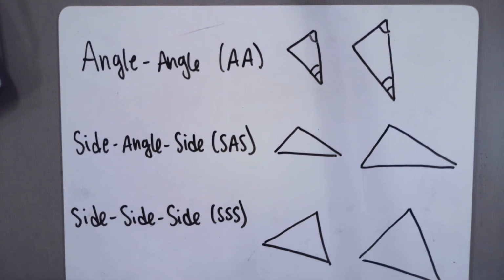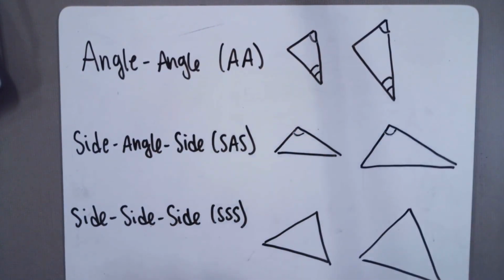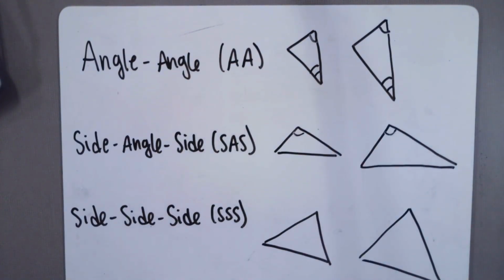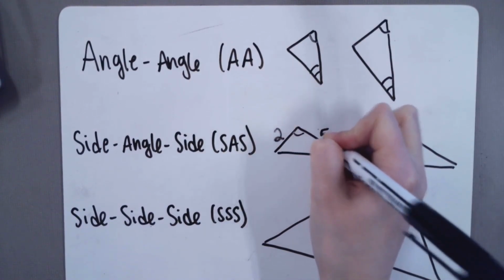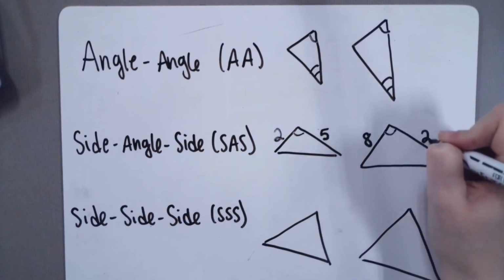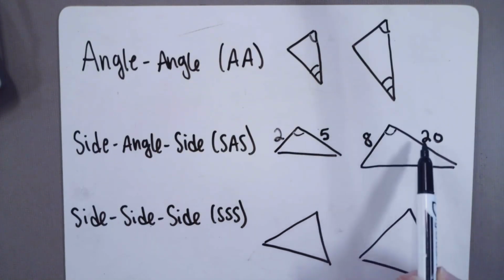The second one is side angle side. If we know that 2 triangles have 2 pairs of proportional sides and a congruent angle between those sides, then that's enough to know that they are similar. So this might look like having a congruent angle and having proportional sides next to that angle. So I'm going to pick a scale factor of 4. I'm going to say this side is 2 and this one is 5. 2 times 4 is 8. 5 times 4 is 20. So you can see that the sides are proportional. There's a constant scale factor of 4.